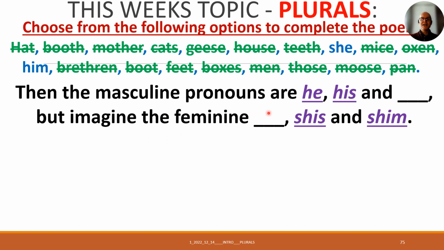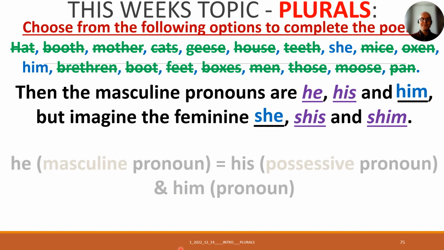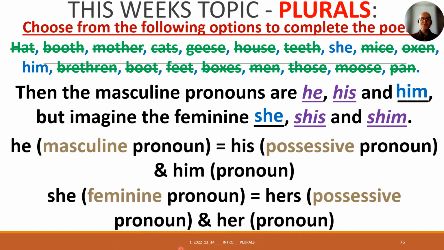And the masculine pronouns are he, his, and. What have we got left? Only two left. He, his, and him. But imagine the feminine. She, shiz, and shim. You don't say she, shiz, and shim. You would say hers and her. So he, his, and him. She, hers, and her.